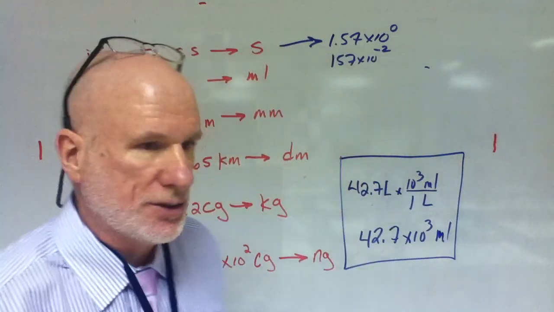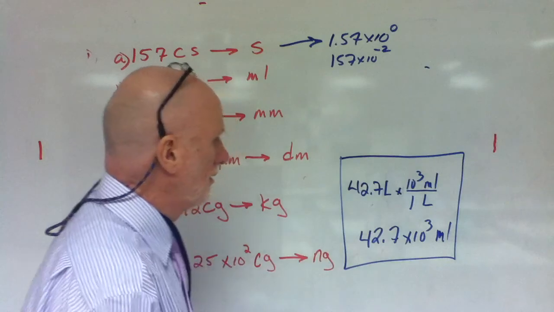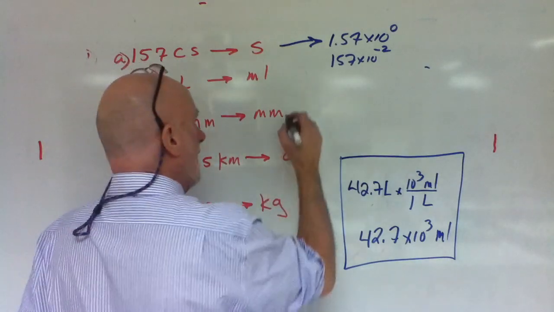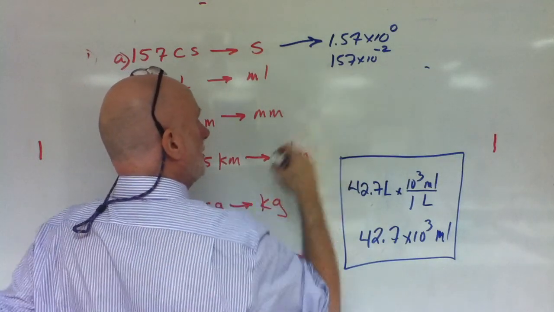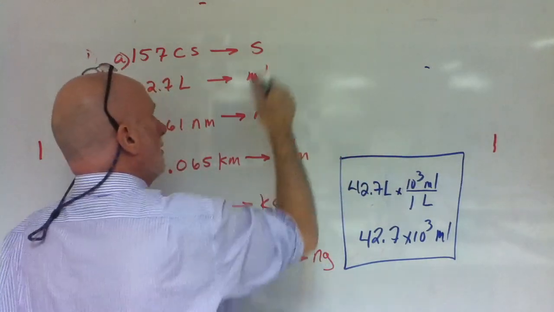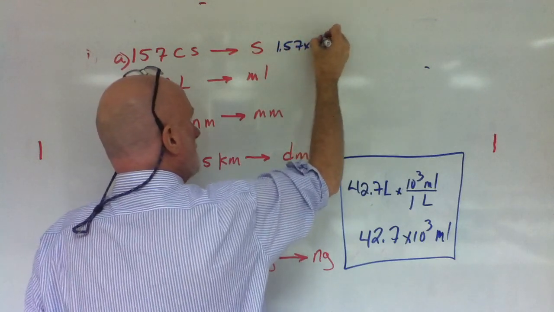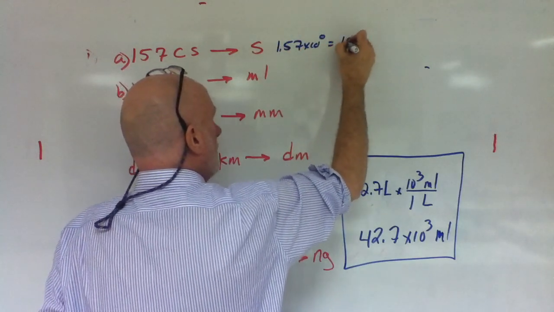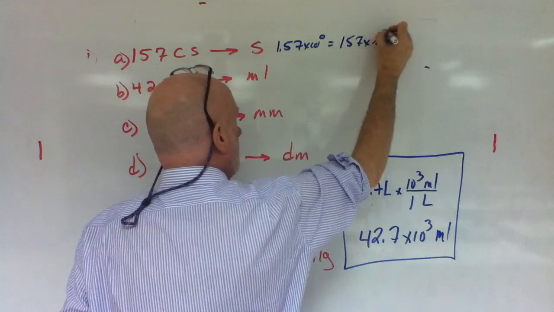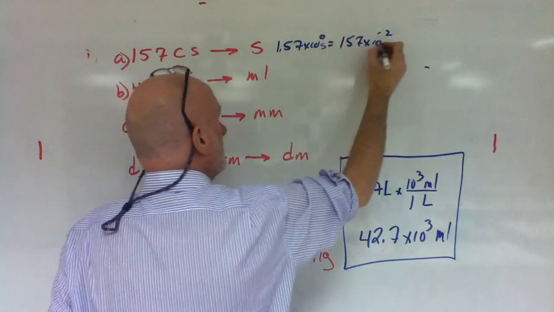42.7 times 10 to the third milliliters. Are you all right with that? Now, what did we say this was? 1.57 times 10 to the 0, which equals 157 times 10 to the negative 2. Is that what we said? Yeah. Okay, and that's seconds.